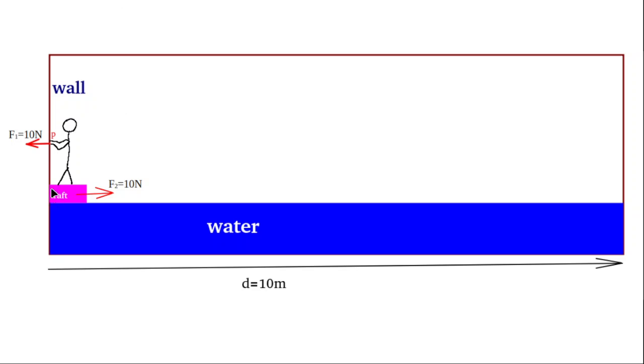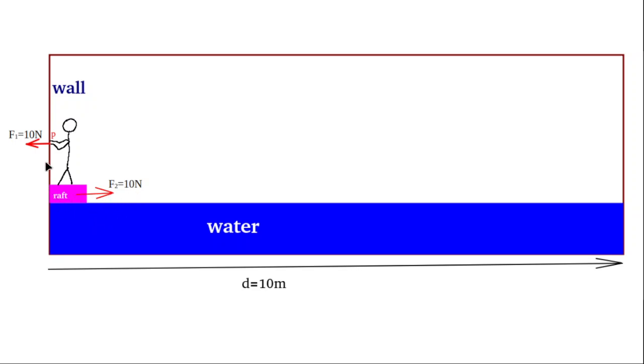The raft will move from one end of the room, from this end to this end, and in the process the raft has covered, has made a displacement of 10 meters towards the right. So here I want to ask you, what is the work done by F2?